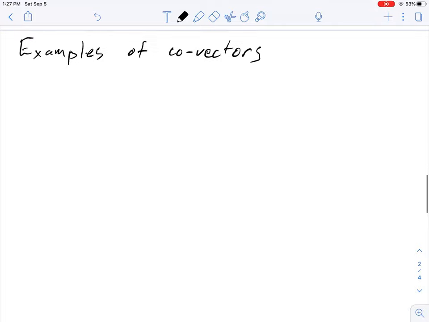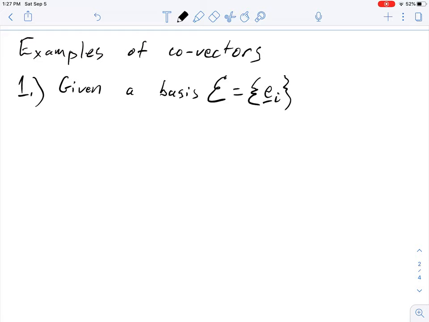So this first example is going to be very much related to the dual basis. So given a basis e_i for V, then we know that each vector can be represented as a unique linear combination of the basis elements.